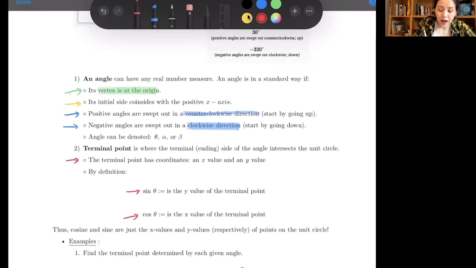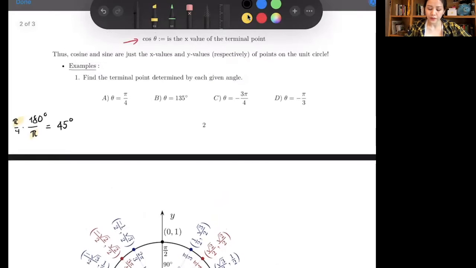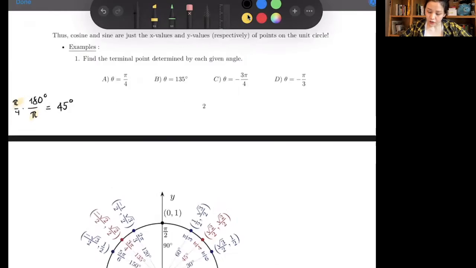I want to eliminate pi. So, you know, 1 pi is equal to 180 degrees. So 180 degrees divided by pi, pi cancels. 180 degrees divided by 4 is 45 degrees. So if you want to change from radians to degrees, all you have to do is multiply by 180 over pi.